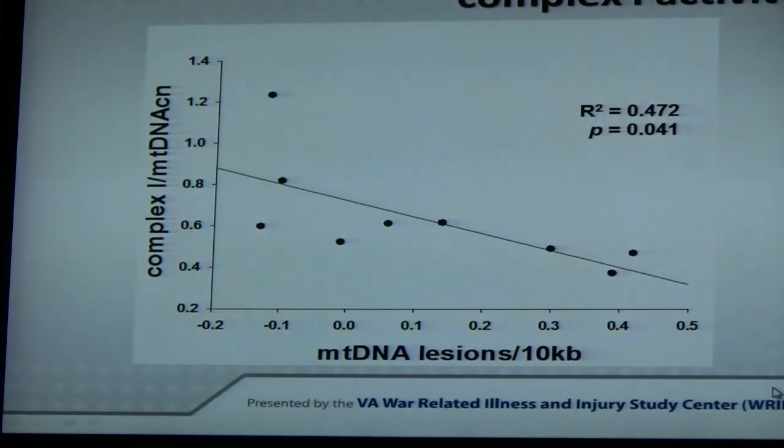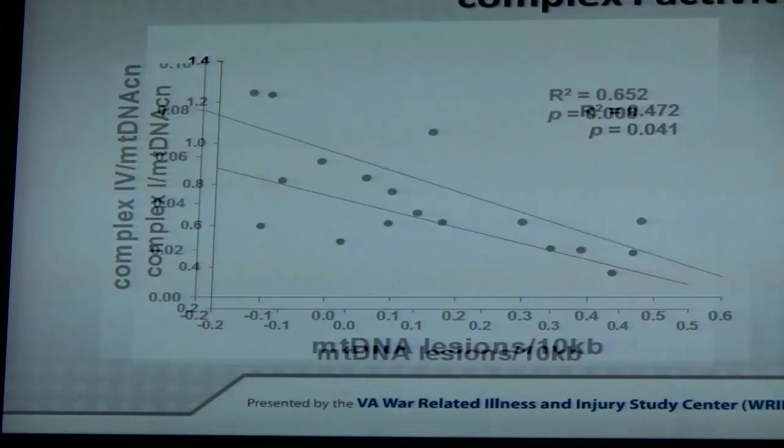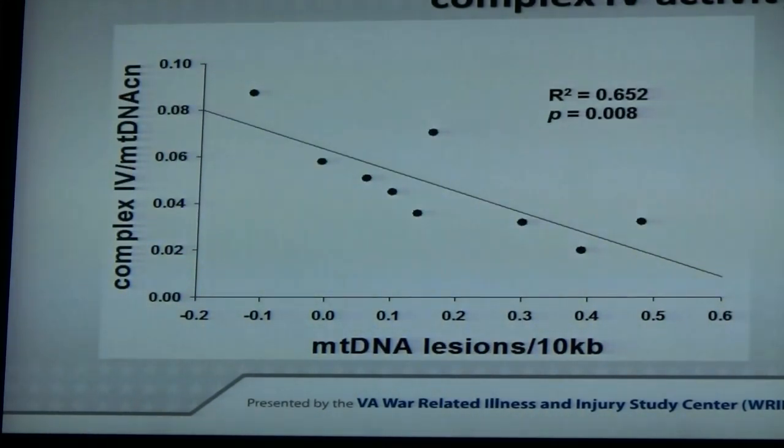Here is the complex 1 activity. What we see on the bottom is mitochondrial DNA lesions, and on the y-axis, the vertical axis, we see complex 1 enzyme activity. We see a relationship such that the more DNA lesions present in mitochondrial DNA, the less enzyme activity for complex 1. That is also consistent with complex 4. But I do have to mention this is a smaller sample, not the whole sample we've completed yet. Those analyses are still underway.